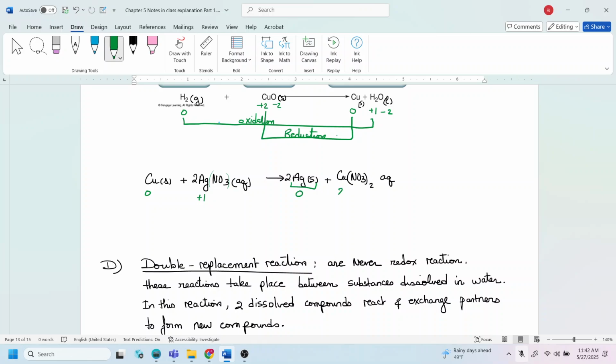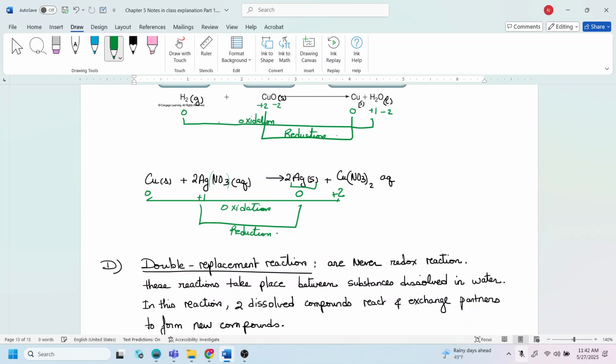So if you can find one element that is being oxidized and the other element is being reduced, just go for it. You don't even have to calculate the oxidation state for every single one of them. So here I can say that copper is going from 0 to +2, right? So this is going to be my oxidation half reaction. And then silver is going from +1 to 0. This is going to be my reduction half reaction.